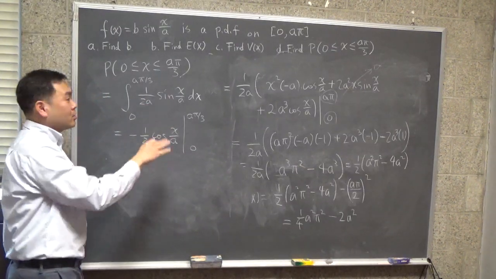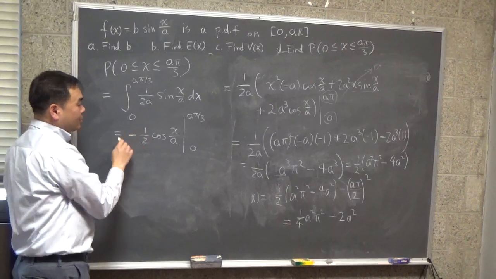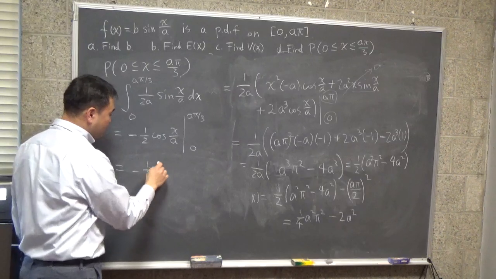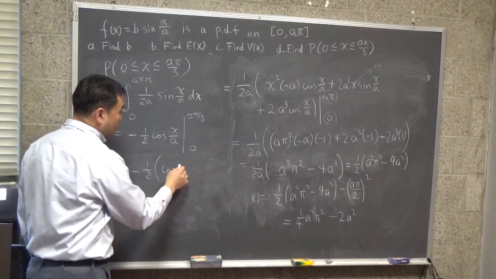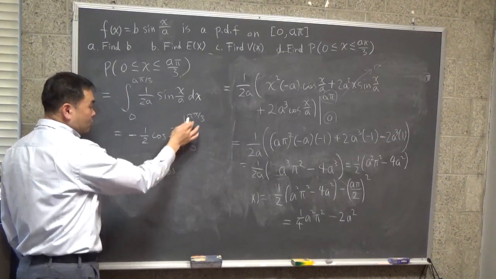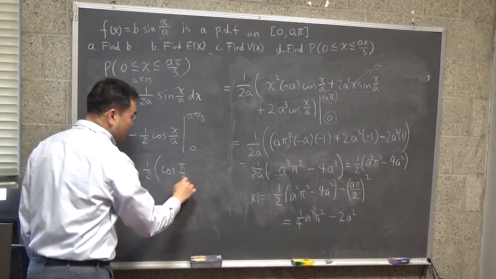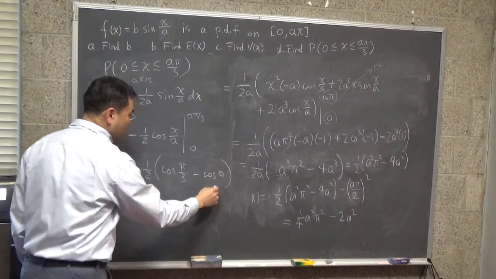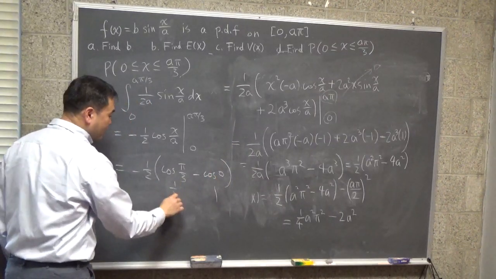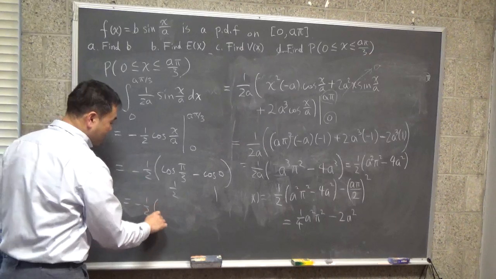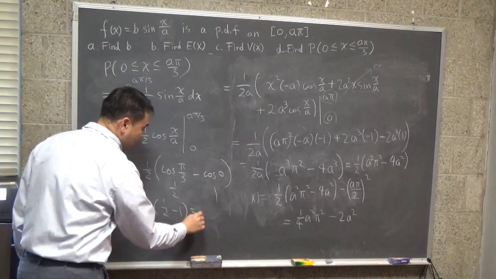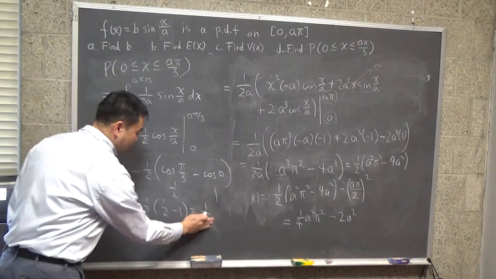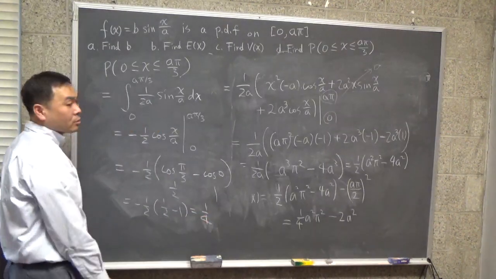Okay, so the integral of this is negative. I forgot the negative. So if you do this, then you get negative 1/2 cosine, a cancels when you plug this in, you get cosine pi over 3 minus cosine 0. Cosine 0 is 1, cosine pi over 3 is 1/2, so it's negative 1/2 times 1/2 minus 1, which is now positive 1/2, positive 1/4. So that's the correct answer.